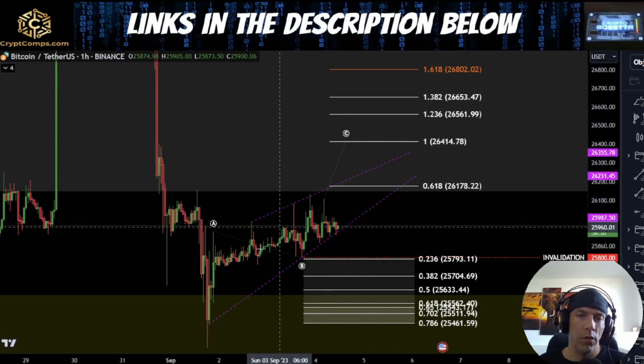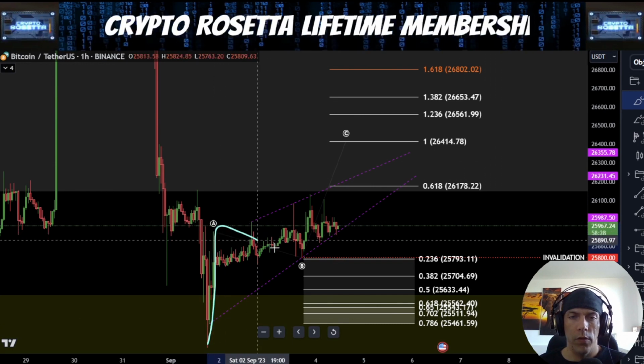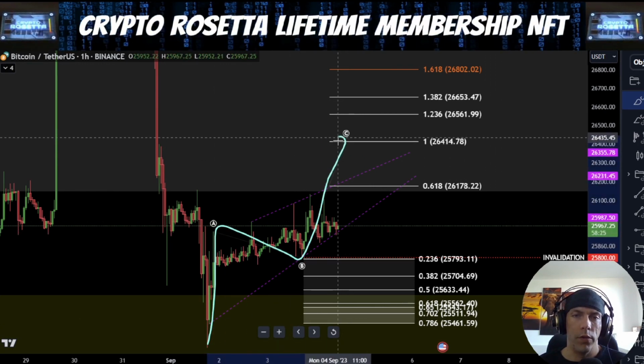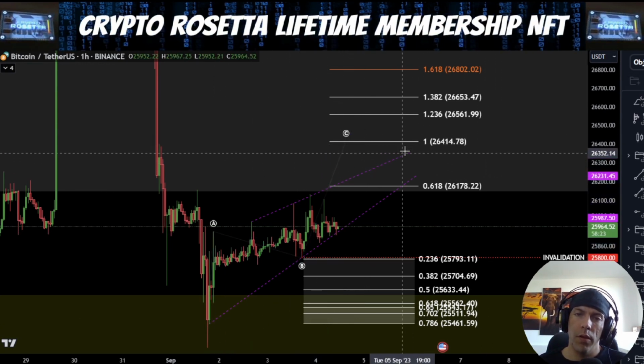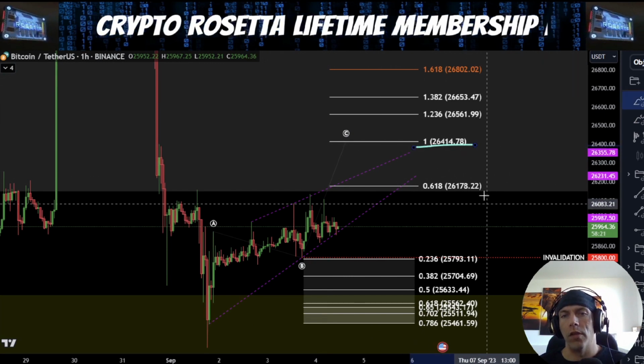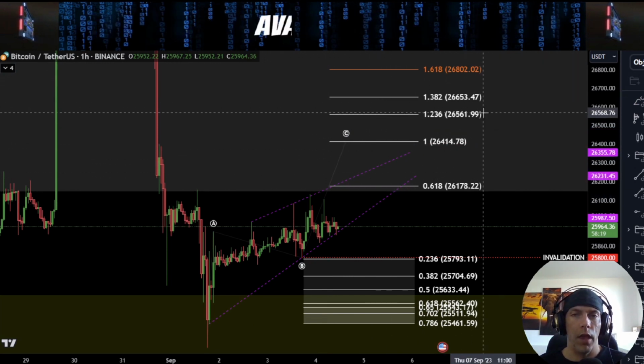Now, if this is the case, what this would be tracking then is the idea that this is A, this is B, and then we're looking for a C wave. Now, if we're looking for the C wave here, this 1-to-1 area here is at this 26,414, which would be an interesting area.